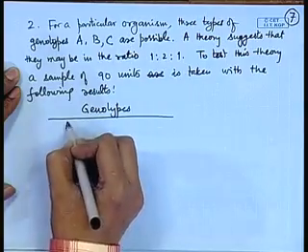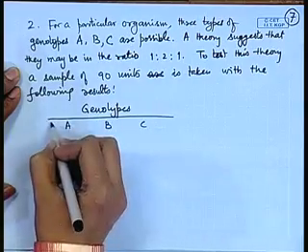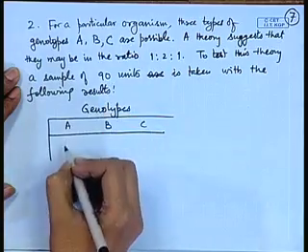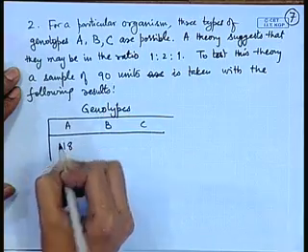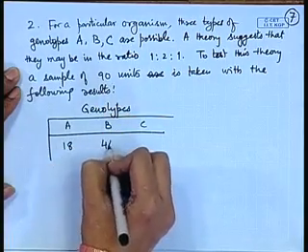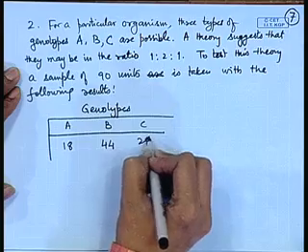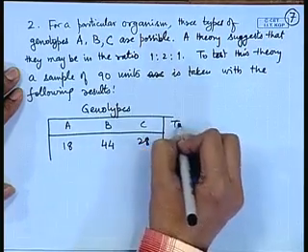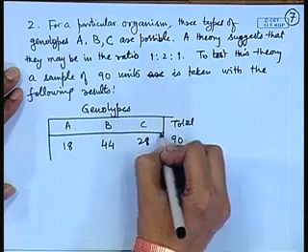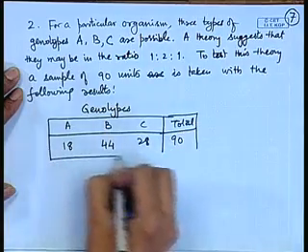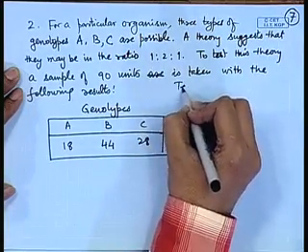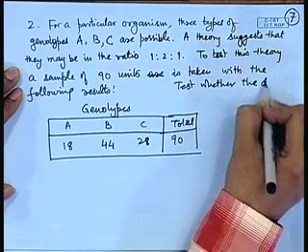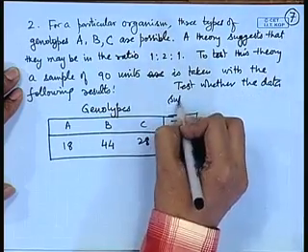So, genotypes A, B, C, it is observed that out of 90 units, 18 had genotype A, 44 had genotype B and 28 had genotype C. The total is 90. So, now we want to test whether the data supports the theory.